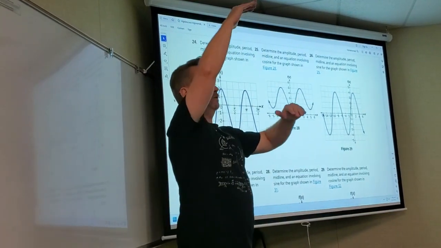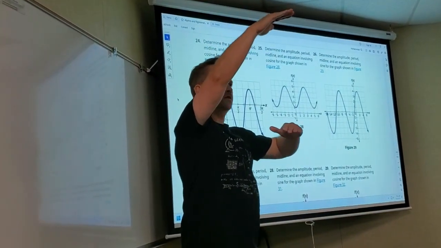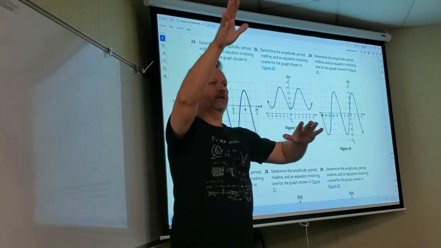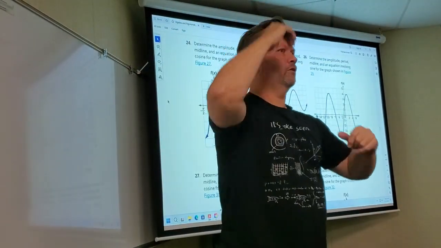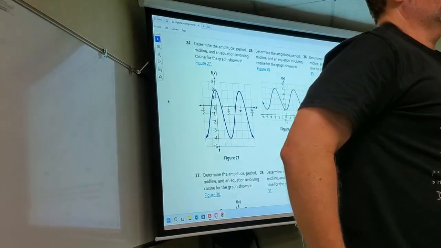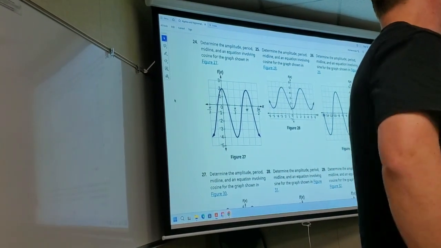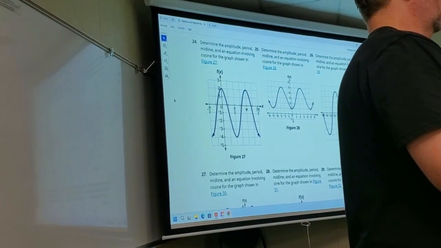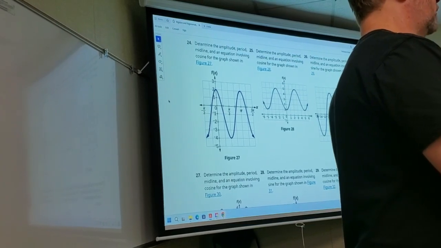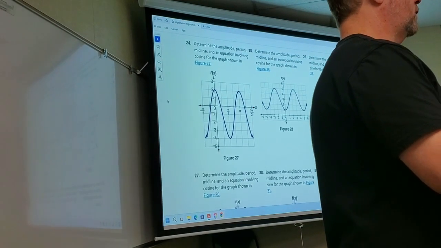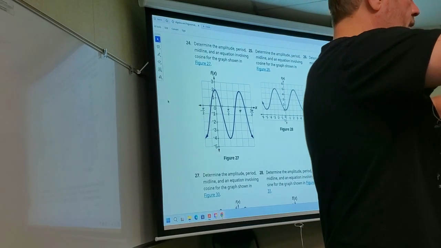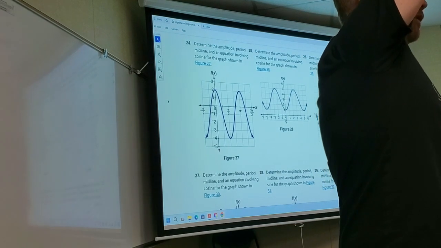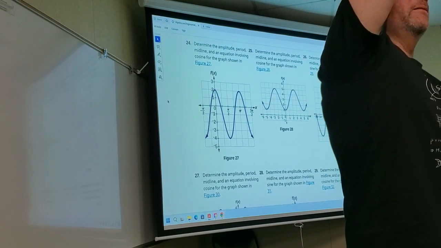What is the amplitude of a sine or cosine function? Can somebody define that for me? It's how far from the midline. You just say distance, because distance implies absolute value. So it's the distance from the midline to either extreme. It's how far away it gets from the midline.